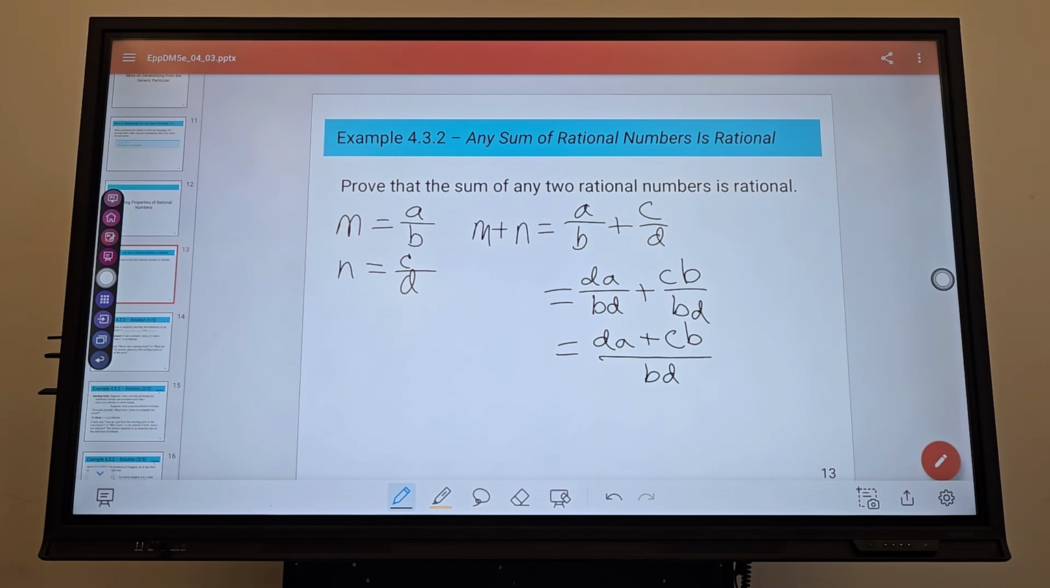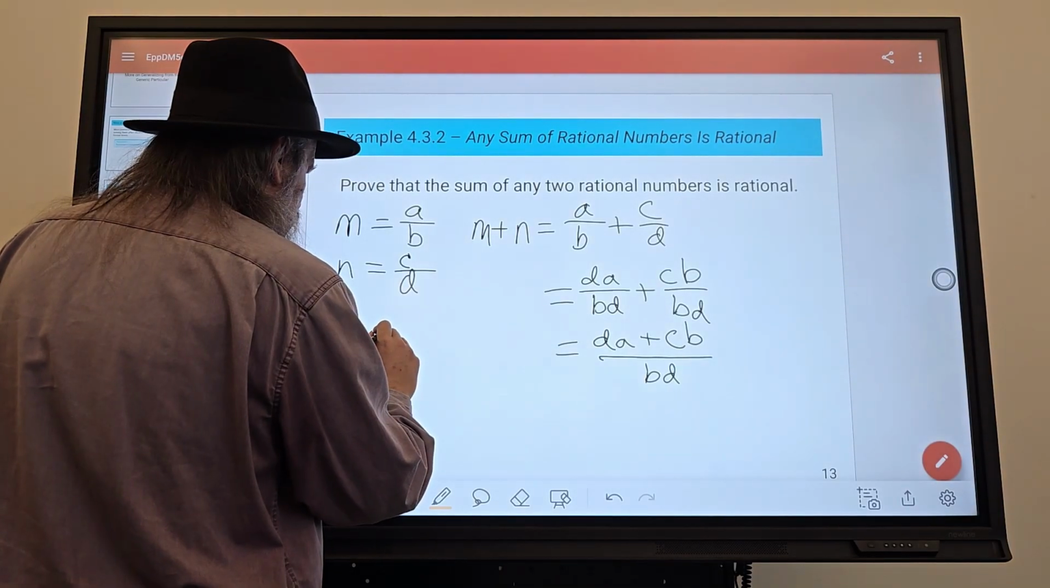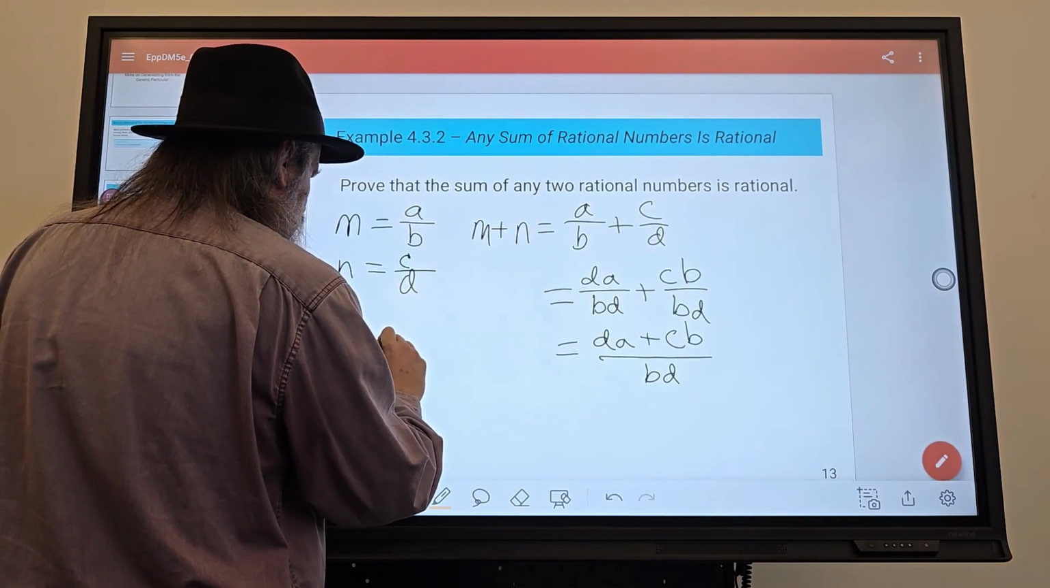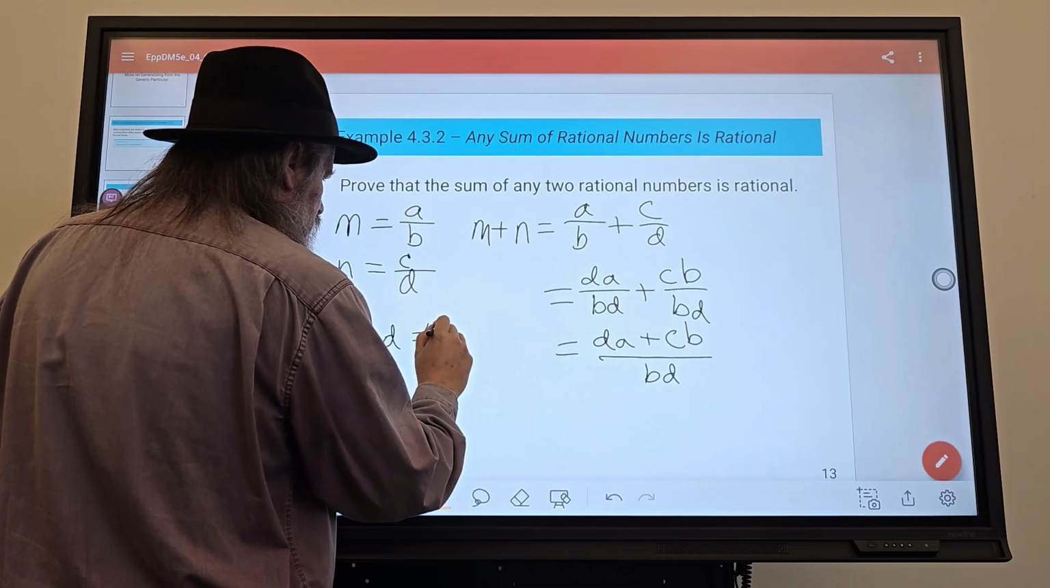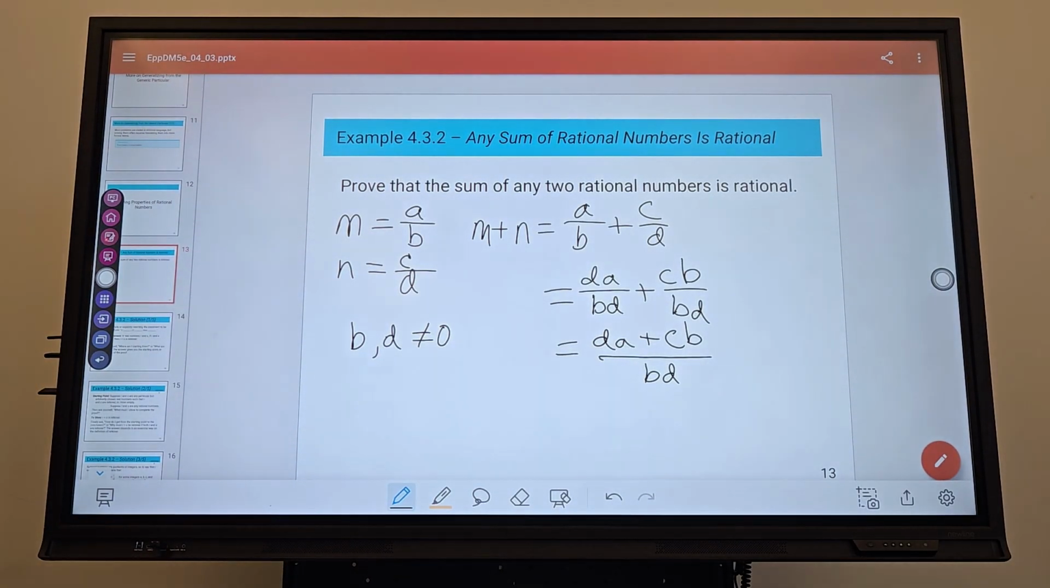And it also stated that b and d are not equal to 0. And by the zero product property, the denominator is not 0. So the sum of two rational numbers is rational.